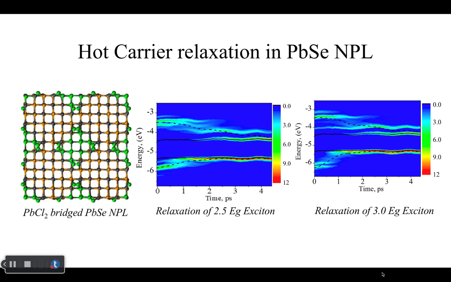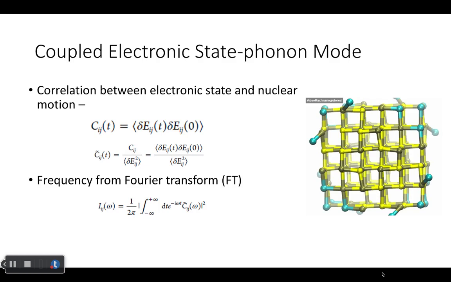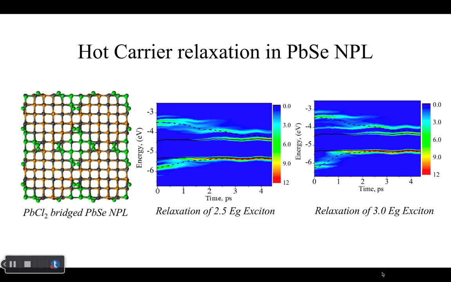I'm going to talk about something else before starting this. I'm showing how the hot electrons and hot holes can relax in this system. In these two dynamics, the first one I excited the electrons to 2.5 times the band gap energy, and this one is three times the band gap energy. It shows that the hot electrons relax pretty slowly compared to the hot holes. The hot hole relaxation time is pretty much the same, and the relaxation rate is also the same, at three times the band gap excitation.